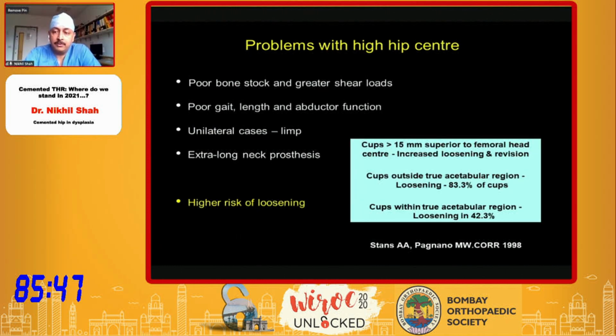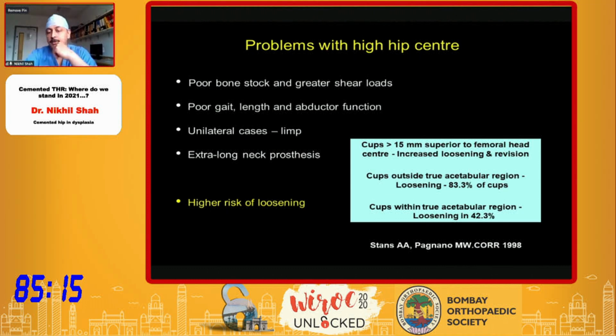If you do have to go for a high hip center, the literature suggests that there can be problems with this philosophy. The bone stock is usually inferior, higher up in the pelvis. You've got greater shear loads, as a result of which you get more loading, eccentrically, poor gait, length, and abductor function. If it's a unilateral problem, you might end up with a limp if the femur has not been lengthened already in the past, and you may have to choose extra long neck prosthesis, which can cause impingement and dislocation.